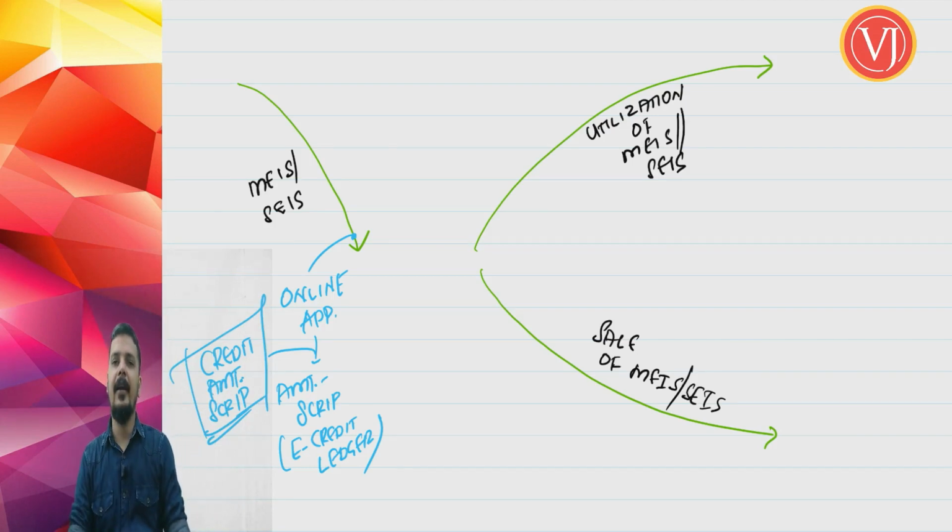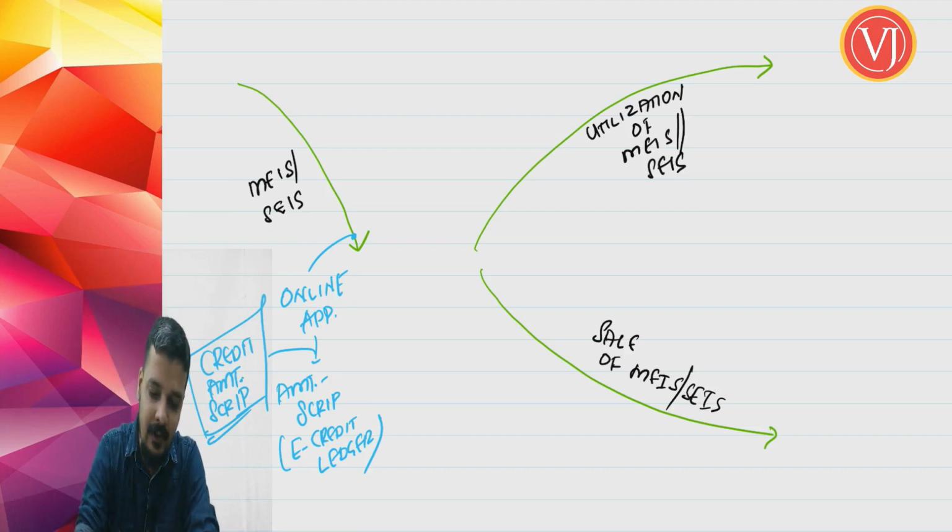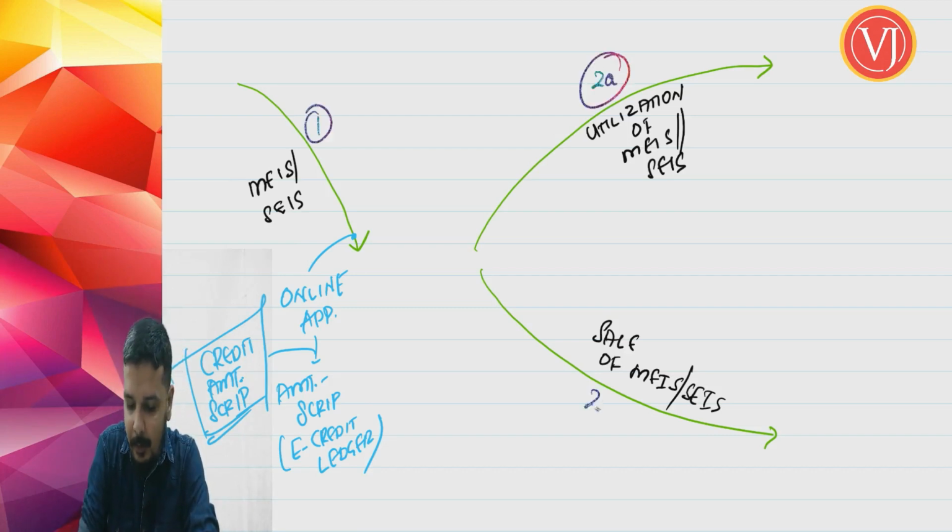Now, friends, can I use the scrip? Yes. Can I sell the scrip? Yes. So this is the first stage where you are getting the scrip. The second stage: after you have got the scrip, either you can use the scrip or you can sell the scrip. For what purposes can you use the scrip?